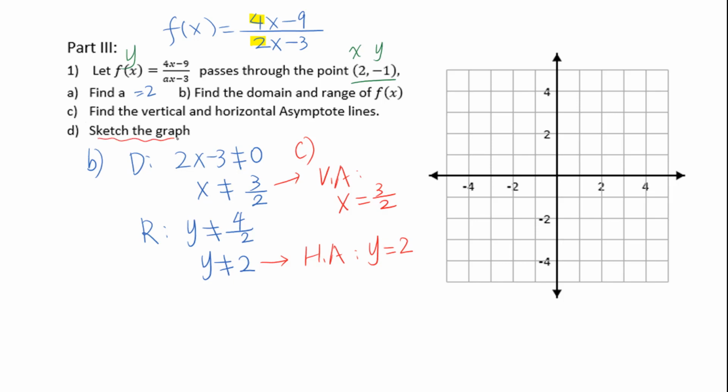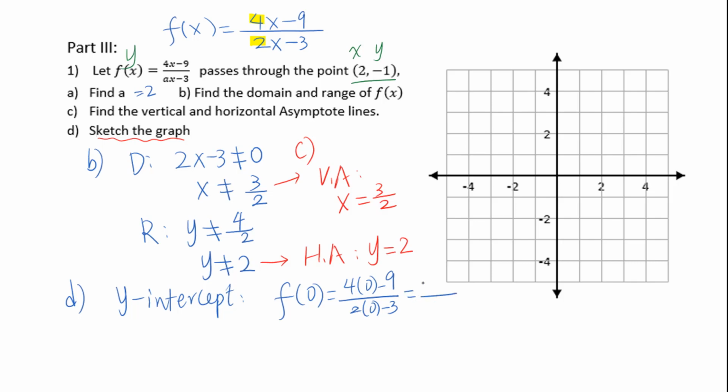For D, sketch the graph. When you sketch the graph, you need to figure out the x-intercept and the y-intercept. The y-intercept will be f of 0. So (4 times 0 minus 9) over (2 times 0 minus 3). You will get -9 over -3 equals 3. The y-intercept will be (0, 3).